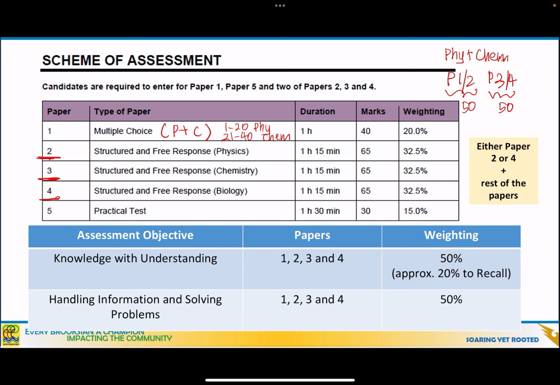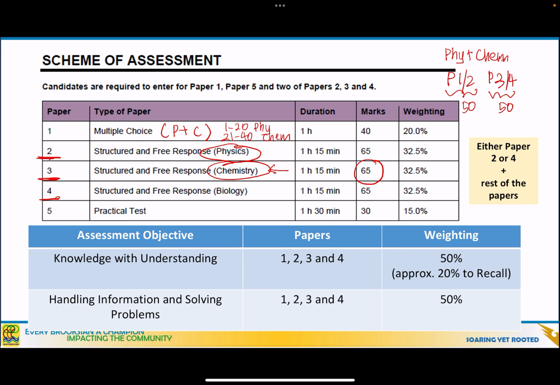Okay, so just to show you, if you are taking physics, then you'll be sitting for physics paper 2 and chemistry paper 3. You will not take paper 4. But if you are a Chem Bio student, you will sit for paper 3 and paper 4. You will not do paper 2 lah. But what about paper 3 and paper 4 over there? Okay, I'm just going to focus on chemistry there, just to show you.